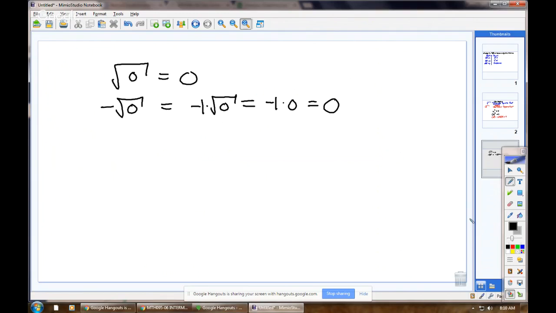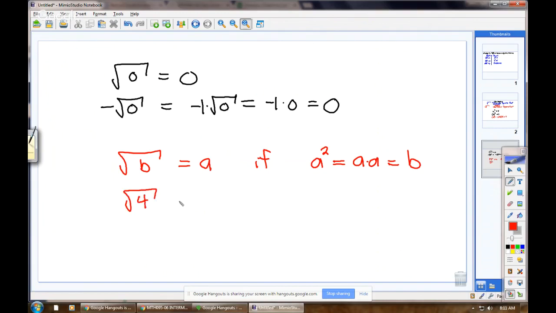Next special case. When we take the square root of a number, like say b, and we claim the answer is a, that's only true if we take a and square it. In other words, we take a times a, and we get that new number b. For example, earlier we looked at the square root of 4, which we claim is 2. That's true because 2 squared, which is 2 times 2, is 4.